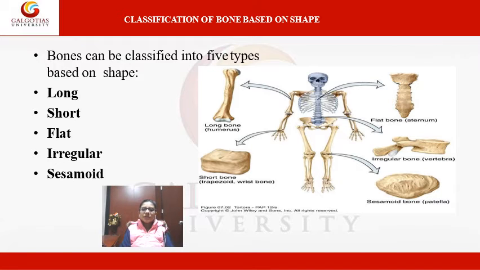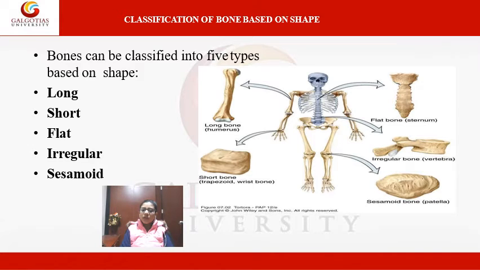In this slide you can see classification of bones based on their shape. Bones can be classified as per their shape. They may be long, short, flat, irregular, or sesamoid. Here you can see long bones. Humerus, femur, tibia and fibula are all long bones. Here you can see a flat bone, like your sternum, which connects with your ribs in the middle portion of your chest. It is flat in shape.